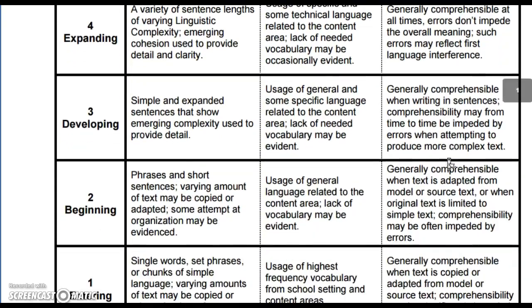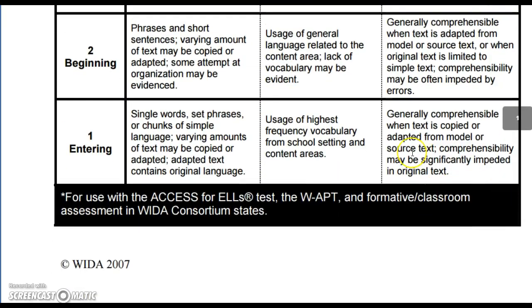Let's take a look at level 1. In level 1, students are generally comprehensible and do not have many mistakes when they're copying or adapting from a model. However, if they are writing something original, going beyond what's here in the linguistic complexity category, our understanding of them is going to be significantly impeded.